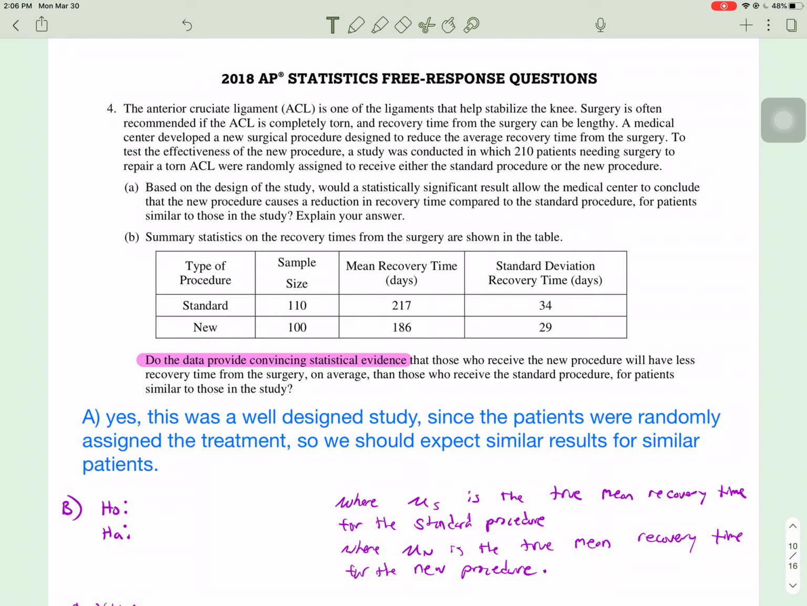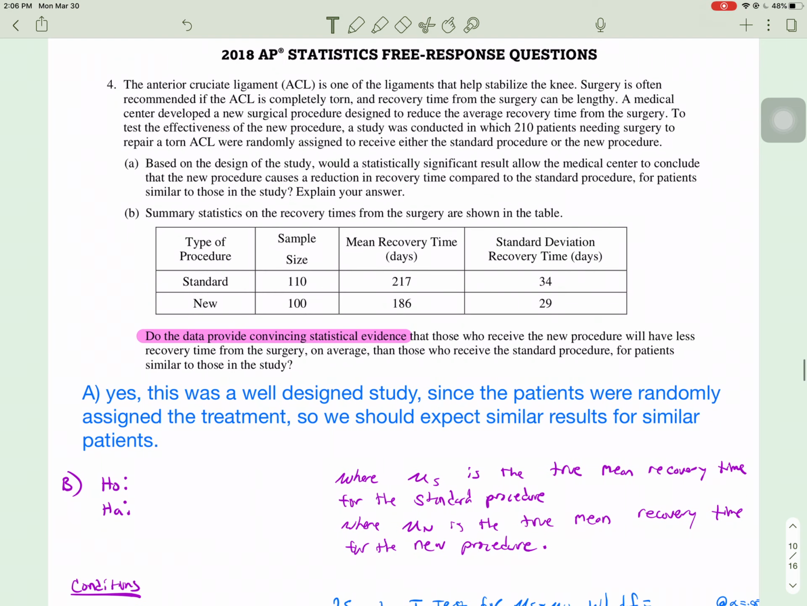and they have 210 patients who need surgery to repair the ACL, and they were randomly assigned whether or not they were going to get the standard treatment or this new treatment. Now, Part A says, based on the design of the study, would a statistically significant result allow the medical center to conclude that the new procedure causes a reduction in recovery time compared to the standard?